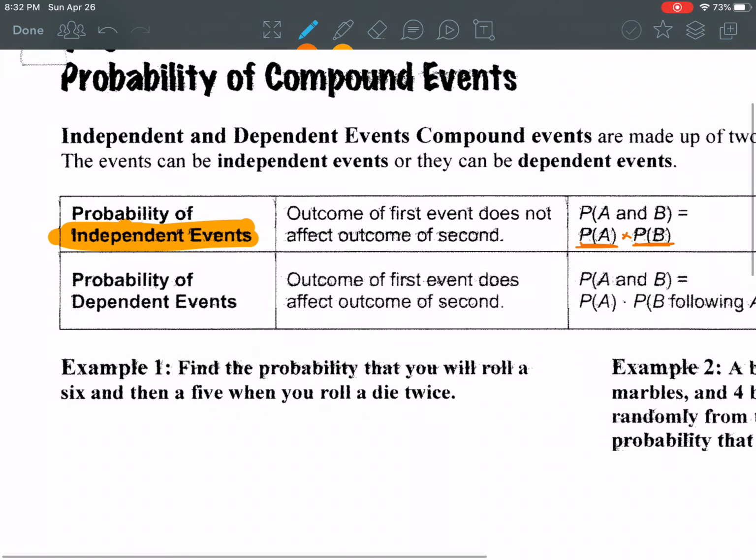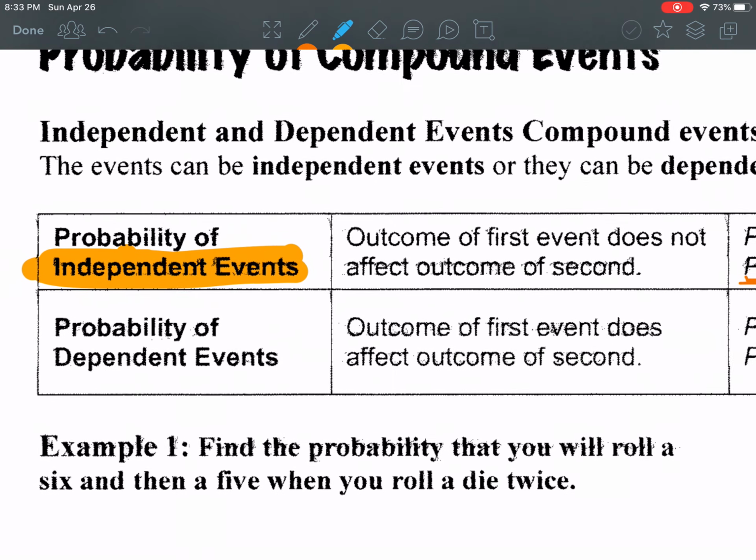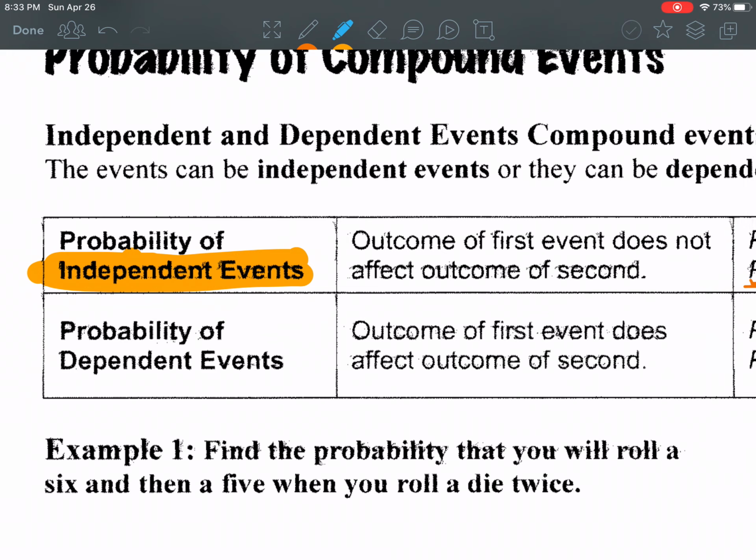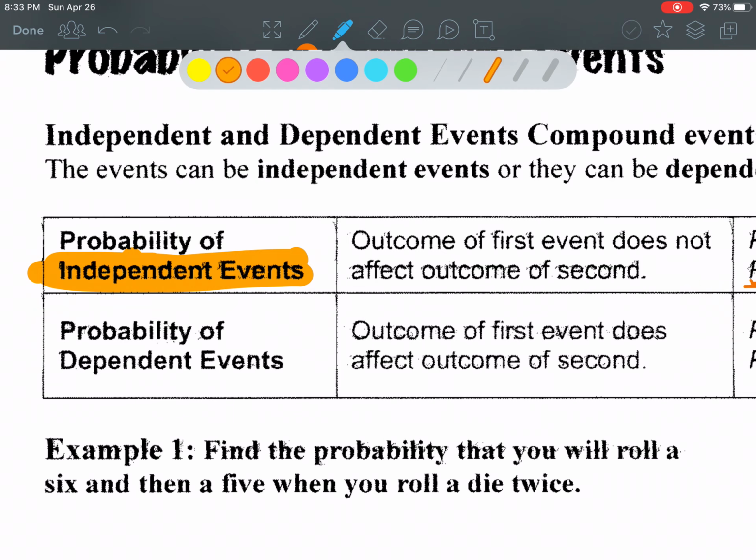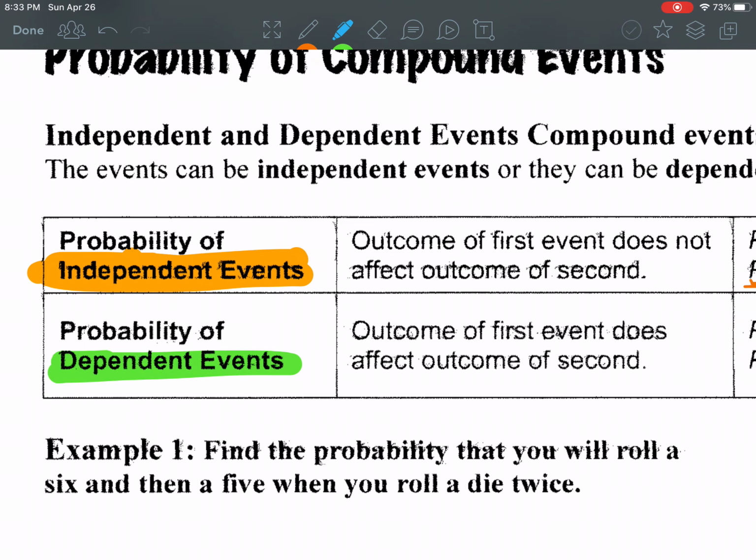Now, sometimes, let's say we're playing a card game and I pick a card and then this person sitting next to me also has to pick a card right after me. Well, depending on what I drew, now the probability of the person next to me has changed because now there's not as many cards in that deck, if that makes sense. So the outcome of the first event of me drawing affects the probability of the next person. So that is called a dependent event.